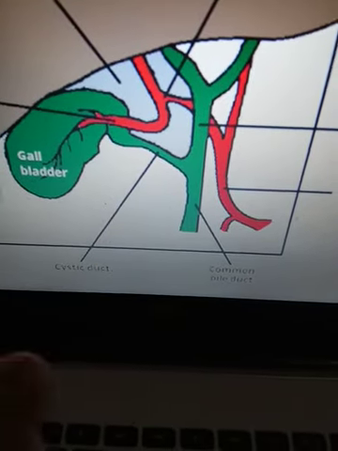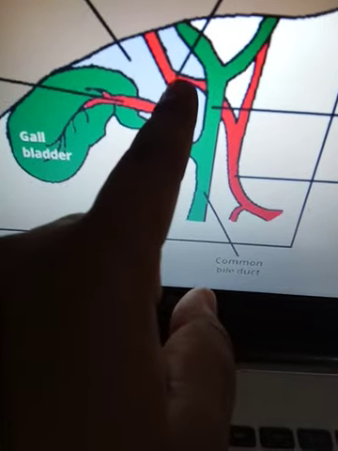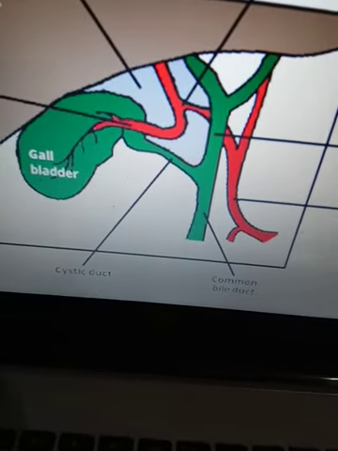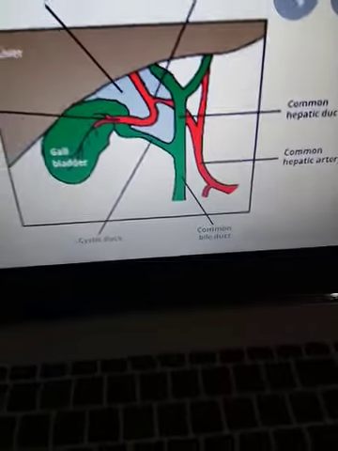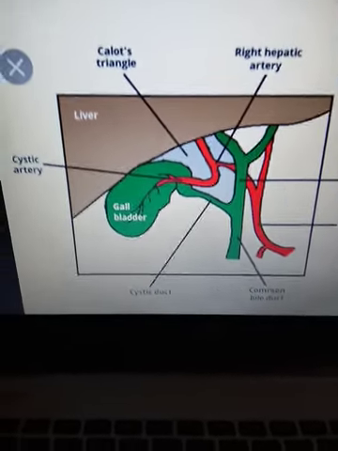Now, what is the significance? You have the cystic artery and the cystic nodes which are present in this Calot's triangle. I think this much is sufficient for you.